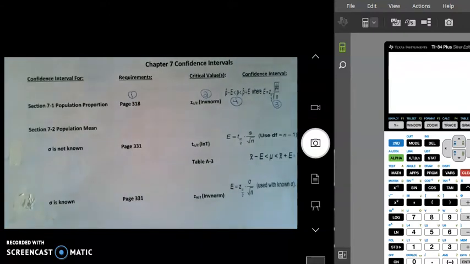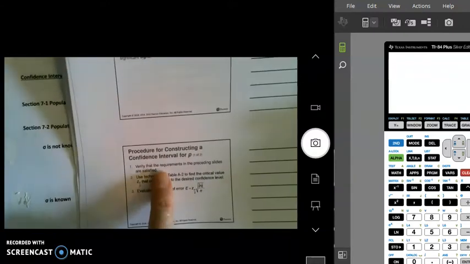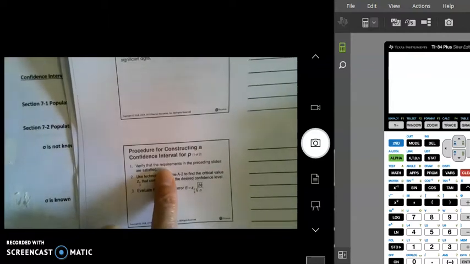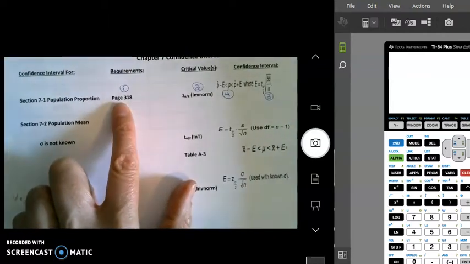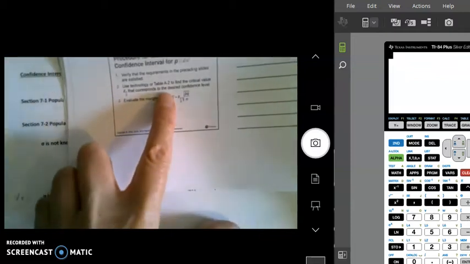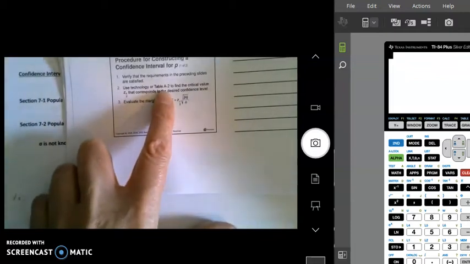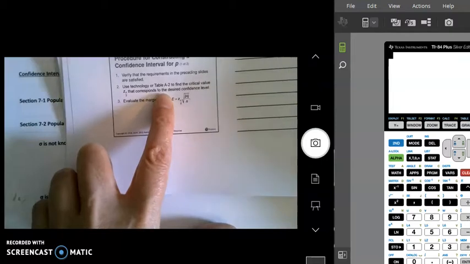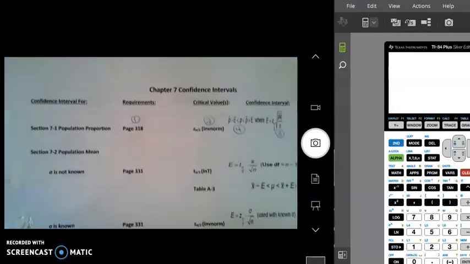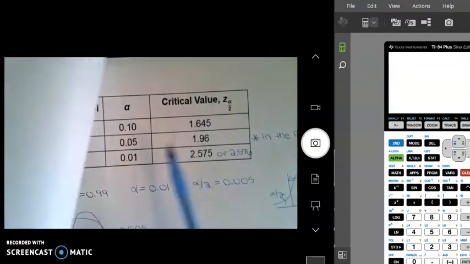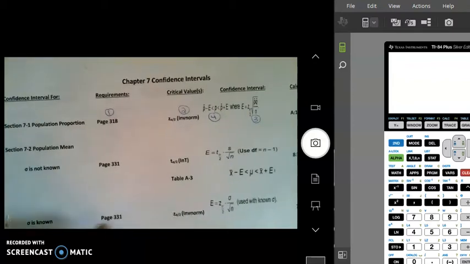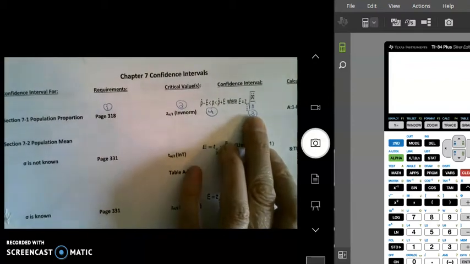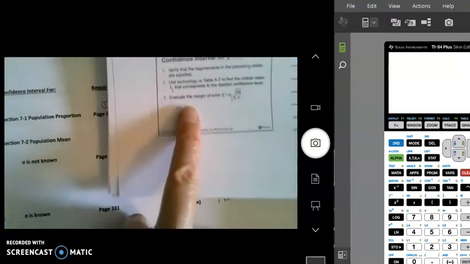So this is on page 9 of the PowerPoint. The first thing you do is verify the requirements. We'll talk about that first in just a minute. Then you find a critical value. You can use either table A2 or inverse norm. Or again, if it's one of the common ones, you could just go to this page right here. That's the easiest way to do it. Then you find the margin of error, which is step 3 right here.